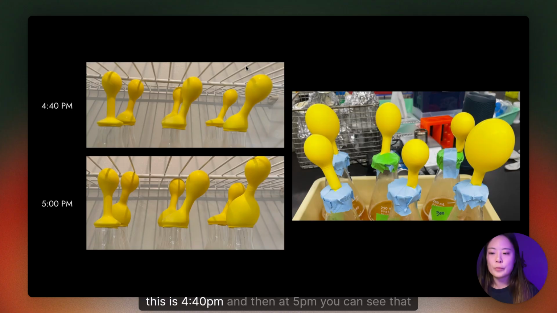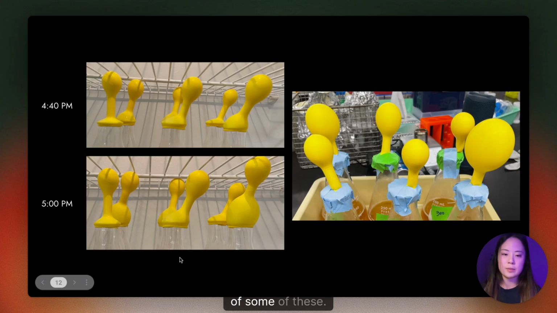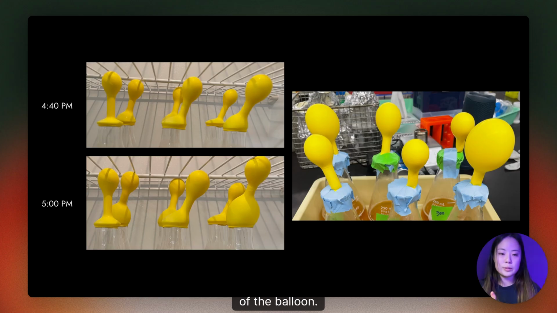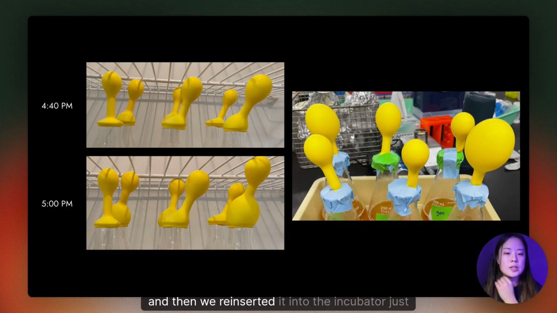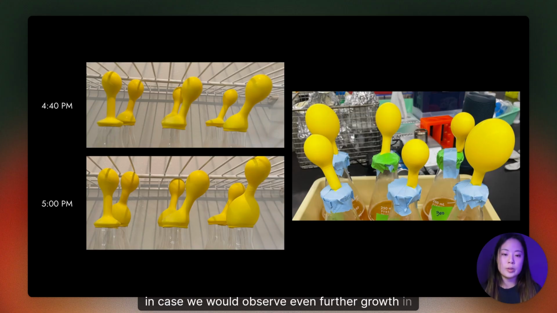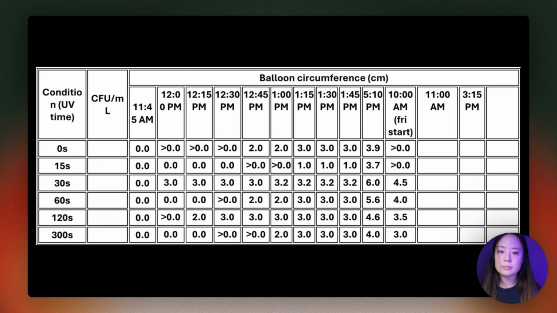This is 4:40 p.m., and then at 5 p.m., you can see that there was a huge amount of inflation at the bottom of some of these. So we resorted to taping the bottom down so that all the carbon dioxide would only inflate the top of the balloon. And then we reinserted it into the incubator just in case we would observe even further growth in the next 24 hours.